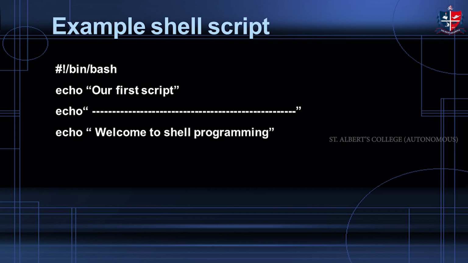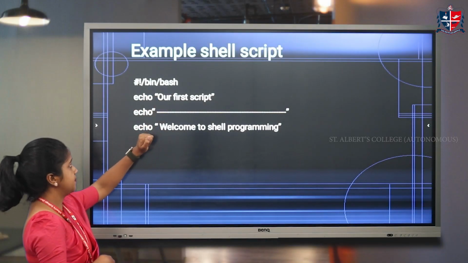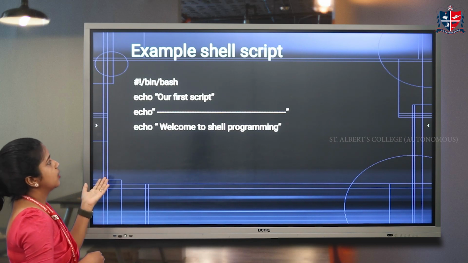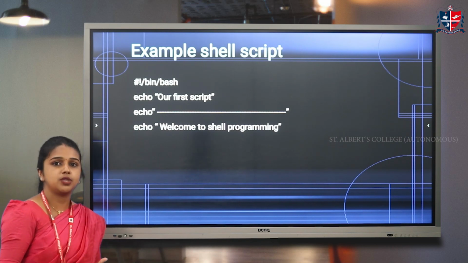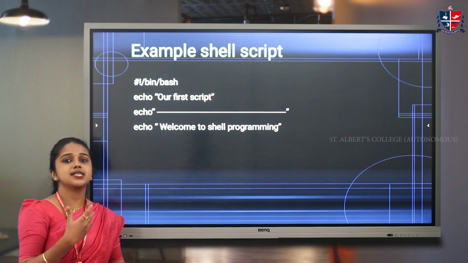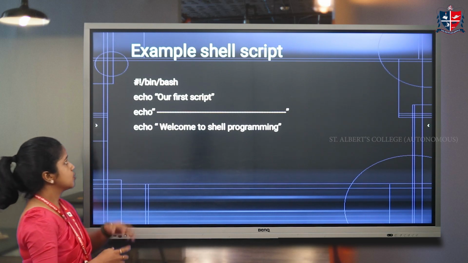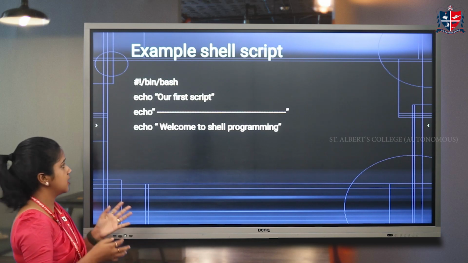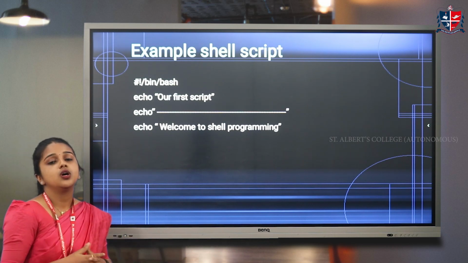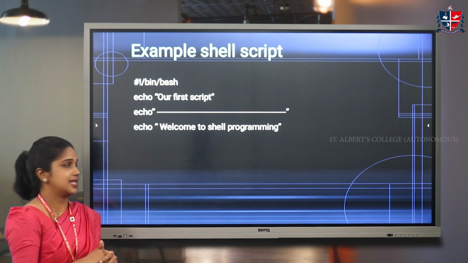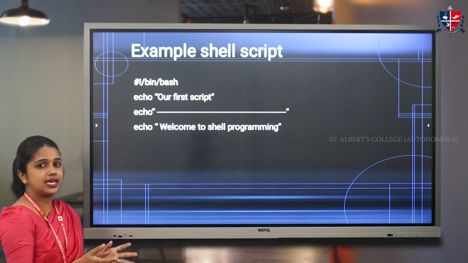So this is an example of a simple shell script. The shell is specified, that is in the bash shell we are executing this particular program. The echo command is basically used to display something on our screen. Echo is a basic command that we use in the shell script for displaying something to the terminal screen. In this example, we are just displaying 'our first shell script' and 'welcome to shell programming'. These two lines are printed to the terminal screen. So this is a simple shell script using the basic command echo.